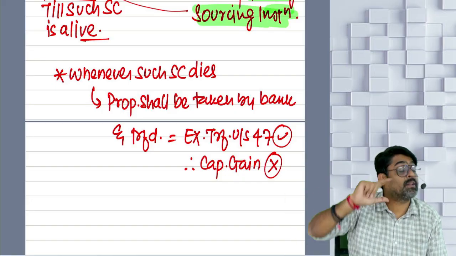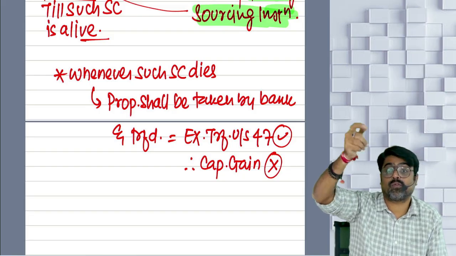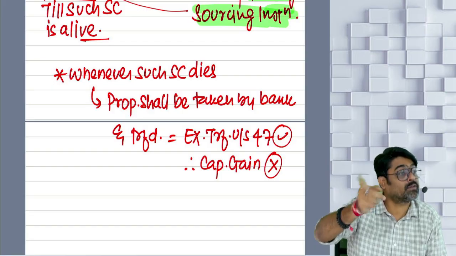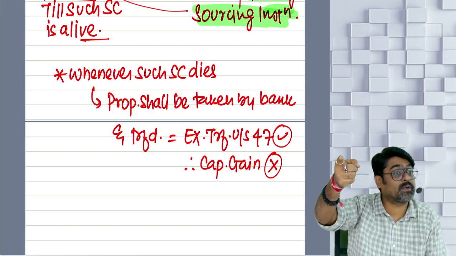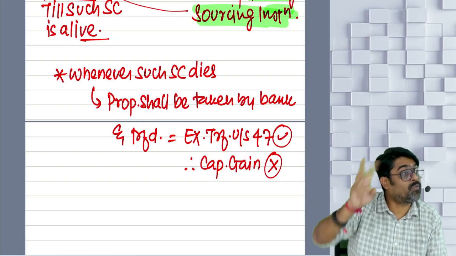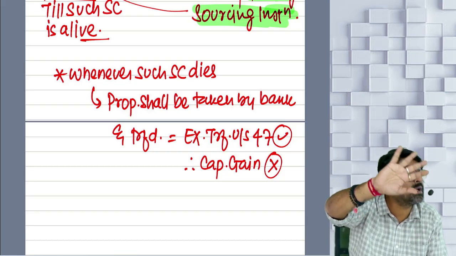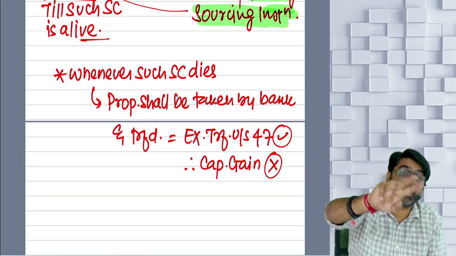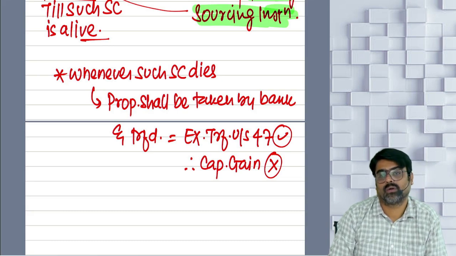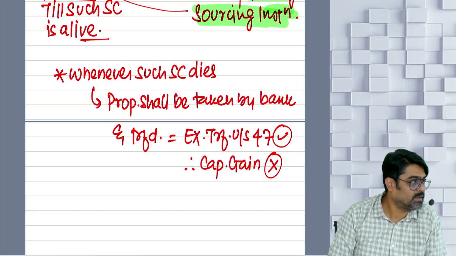Understanding? But in the first option, if the senior citizen survives and does not die for 20 years, then after the expiry of 20 years the property will be transferred. That transfer is not an exempt transfer, that transfer is a taxable transfer. In the first option, the amount will be directly given to the senior citizen in the form of lump sum or annuity. That will be an exempt income in the hands of the senior citizen.